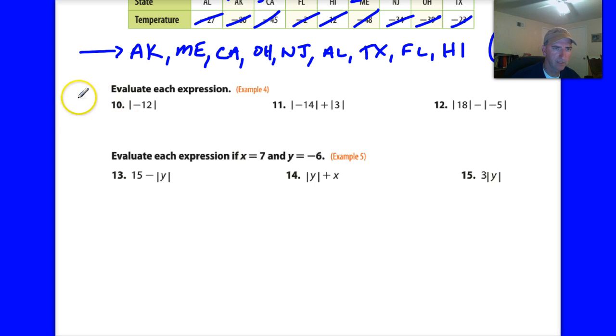And we're going on to number 10 here. So here we got absolute value questions. So remember this word, evaluate, from chapter 1? All right, that means we're going to work that all the way down to one number. One number, we're going to evaluate it.